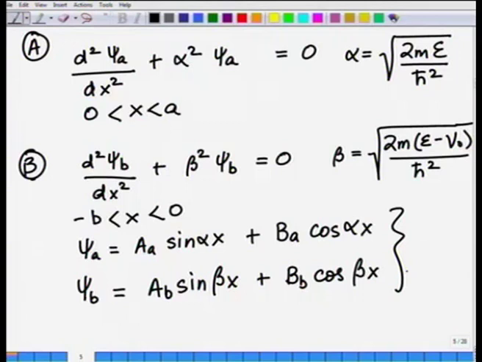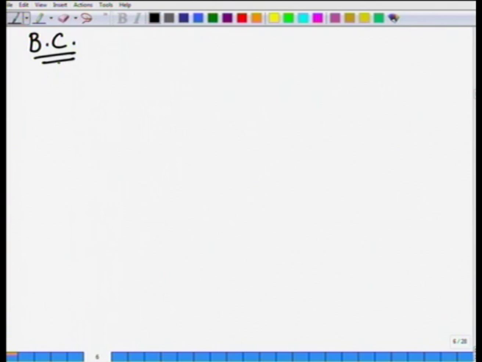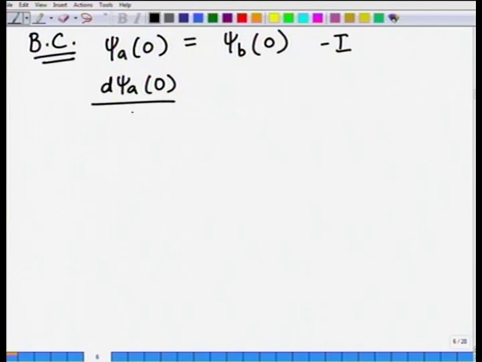So, these are the boundary conditions which we need to apply. What are the boundary conditions? At point x equal to 0, what happens? φ_A at x equal to 0 should be equal to φ_B at x equal to 0; the wave function should be continuous. That is equation number 1. Equation number 2 should be that, as you know, the first derivative should also be equal. That is a requirement on the wave function, that is the nature of the wave function, that it should be continuous at x equal to 0.